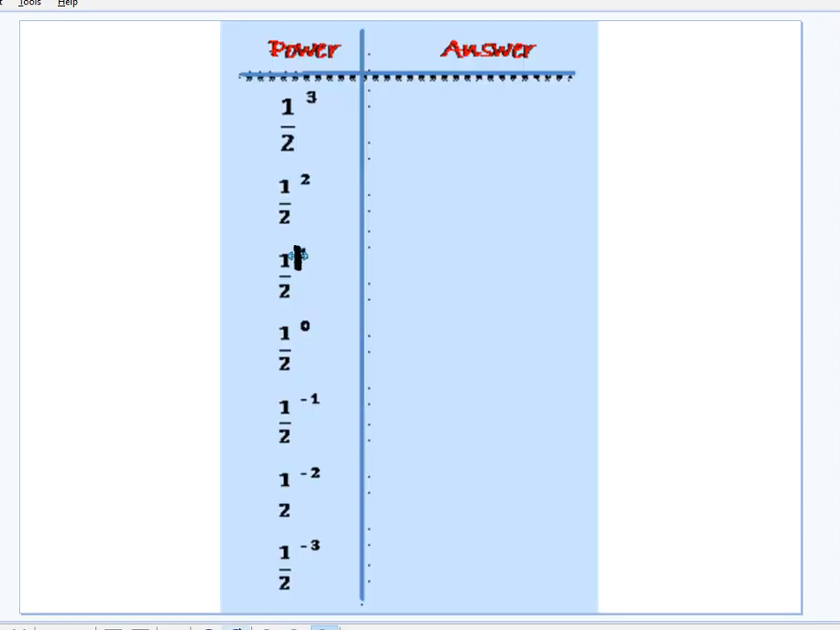So go ahead and fill this chart in. You can do this on scratch paper. This is to the first power right here. Or you can do it in your notebook. That's fine too. Or on your desk is okay too. Just make sure you clean off your desk before you leave today.